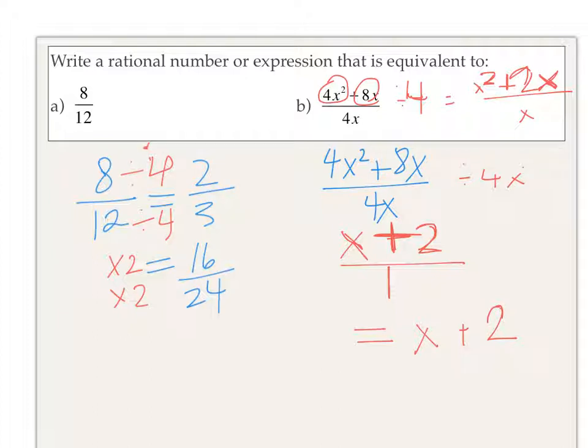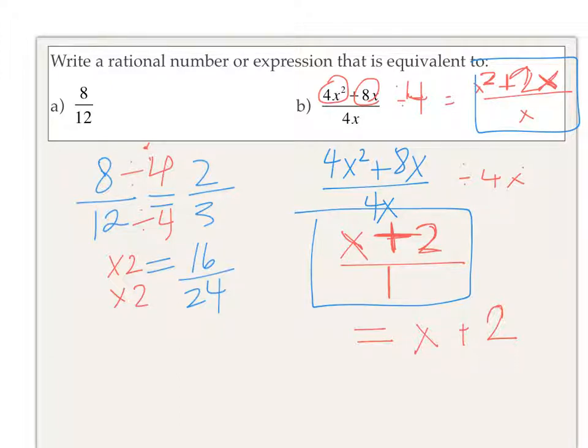Okay, if you got this far, it'd be good. But these are possible answers: x squared plus 2, or x squared plus 2 over 1, and x squared plus 2x over x. Those are both possible answers. There's lots of other possible answers, like you could double everything and get 8x squared plus 16x over 8x. Okay, you could do lots of different things.